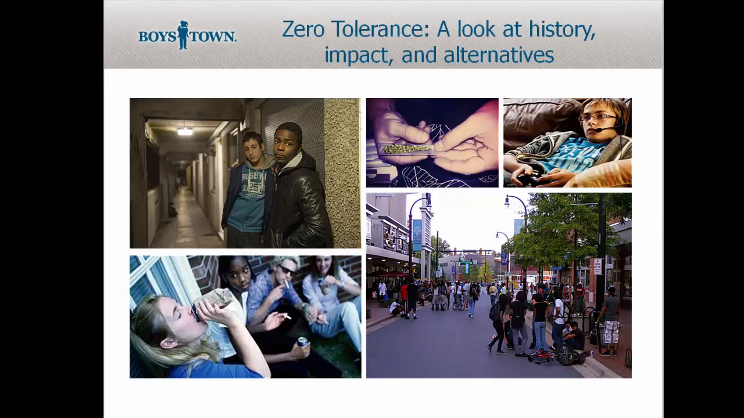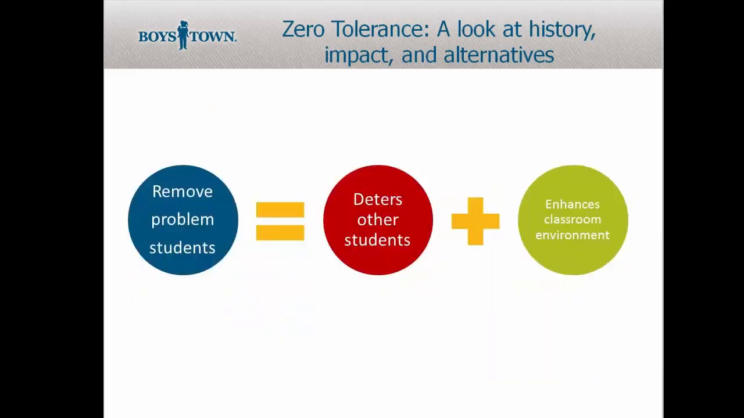The assumption of zero tolerance and suspension policies is that the removal of these disruptive students would also deter other students from engaging in similar behavior, and at the same time enhance the classroom environment. Now, sometimes this is the impact. However, it's imperative that administrators really look at the outcomes of these suspensions in a case-by-case manner in order to assess that the removal from school is actually a deterrent to future negative behavior for the student that was suspended, and also the impact on the peers that observe this suspension.